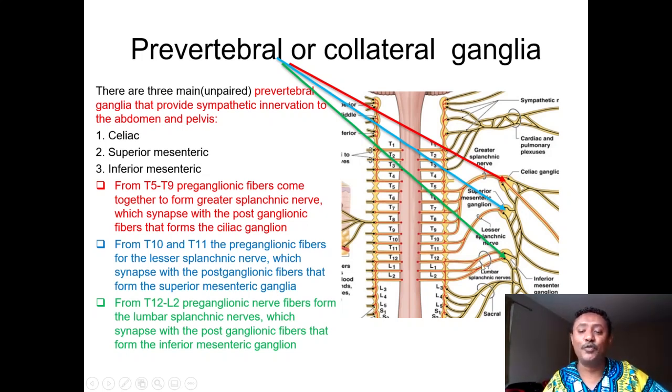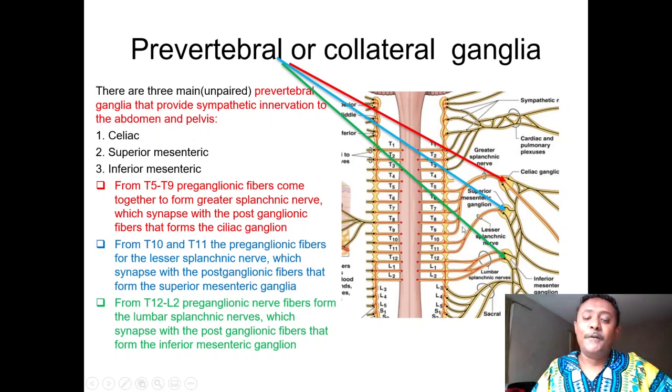splanchnic nerves. It's not one. There are more than one. That's why we call them nerves. Lumbar splanchnic nerves, right? And those preganglionic fibers will synapse with the inferior mesenteric ganglia. And then they will go to the abdomen and pelvis structures, right? Very good. Done with that. So, let's just conclude.